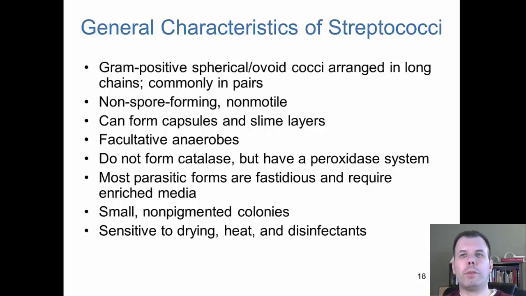Okay. Most pathogenic forms are fastidious and require enriched media. Most form very small pinpoint colonies, non-pigmented. And again, these guys tend to be very sensitive to outside environments. So changing the temperature, changing the pH, changing the saltiness will all affect strep. Staph doesn't seem to be bothered by it, but strep seem to be very sensitive to any environmental changes. And so that makes a big difference between strep and staph in these situations.